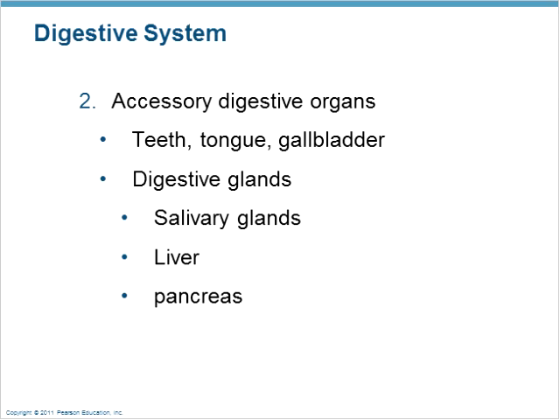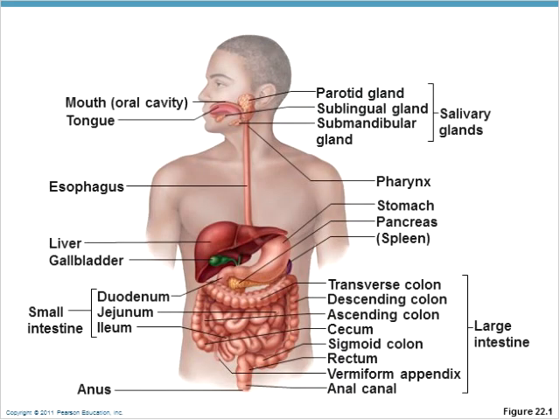The second group are what are called accessory digestive organs, and they're the organs that are not part of or identified in the alimentary tract. They include the teeth, the tongue, and the gallbladder, because the gallbladder provides bile to the digestive process, and the digestive glands, which include the salivary glands, the liver, and the pancreas. It's the liver and the pancreas that provide bile, if you will, for the liver, and a plethora of enzymes that help to break down proteins and carbohydrates and fats and all of that, and it's pretty spectacular.